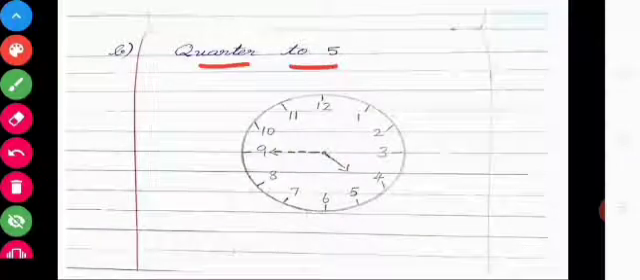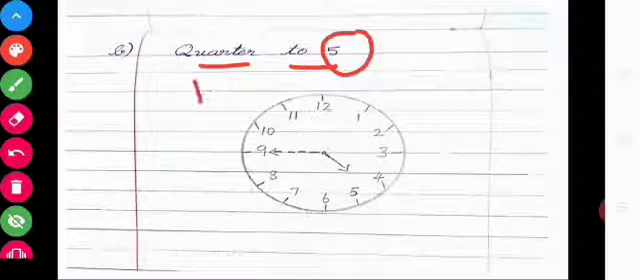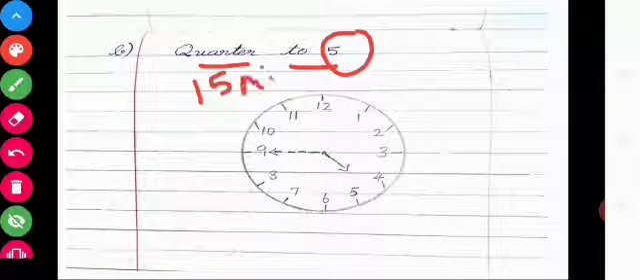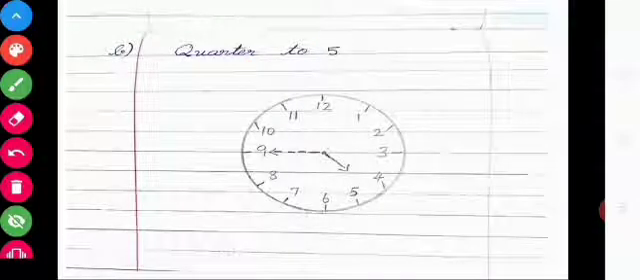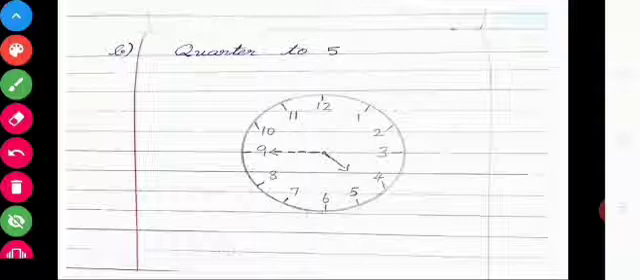See the next one. 4:45. The time to reach 5. How many minutes are left? Quarter. Quarter means 15 minutes. So what is the time now? 4 o'clock 45 minutes. Yes. The short hand is between 4 and 5, and the long hand is at 9.